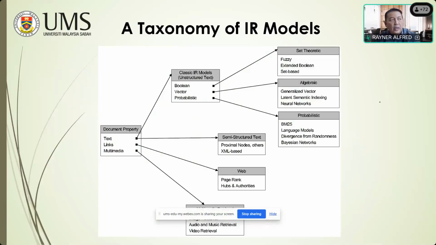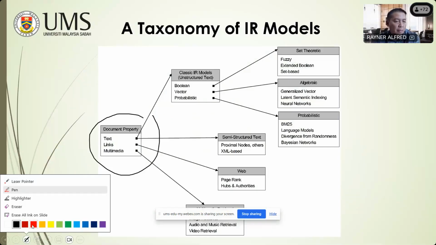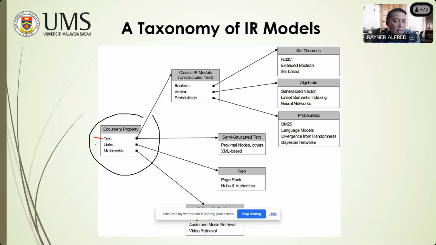So, in looking into the IR model, basically, when we are looking at the document, we are looking at the document property. Nowadays, people are looking at the web, right? So, based on the web, they have the text and also the link and also the multimedia and so on. But to retrieve the document, in this context, we are looking at text form only. So we will not look into multimedia such as images, video, and audio.